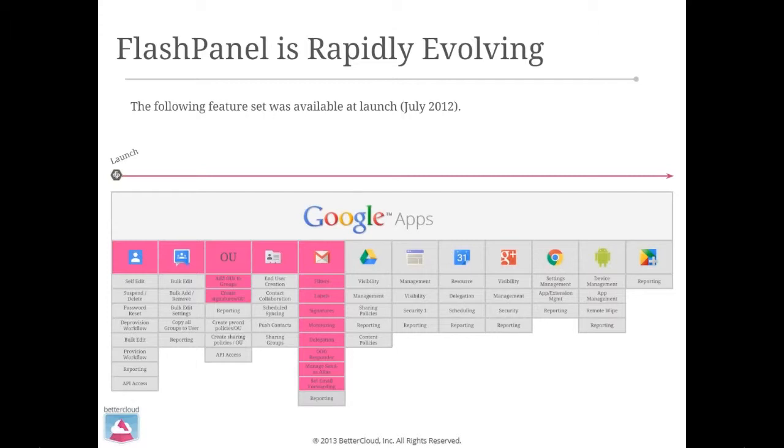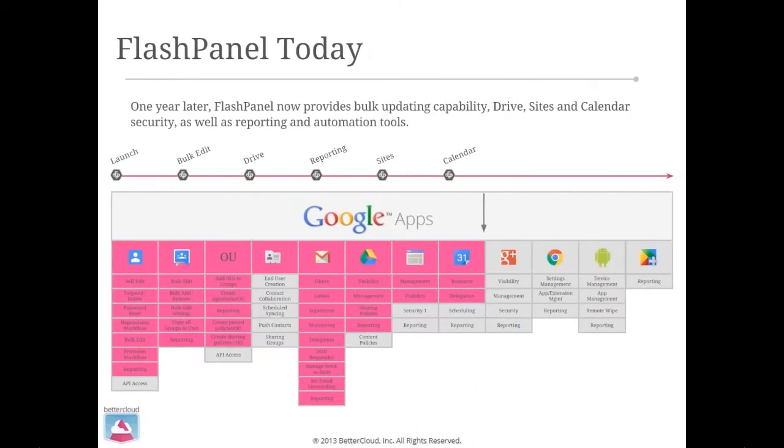When we launched FlashPanel 14 months ago in the Google Apps Marketplace, it's hard to believe how quickly it's gone by. We've actually been able to achieve quite a bit. The day we launched, you can see we had user management, groups management, OU and shared contacts, as well as Gmail settings. As we go across the different Google Apps services, in the past 14 months, we've added both enhancements to existing functionality as well as released even more functionality around new Google Apps services, which includes Google Drive, Google Sites, and Calendar.